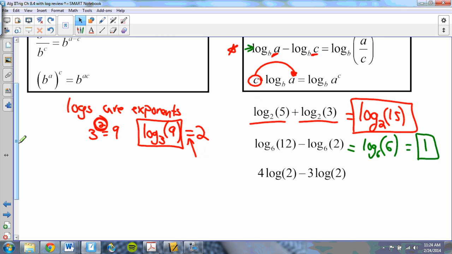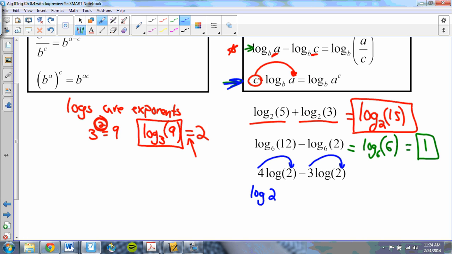First thing I'm going to do, because of this property here, go with some other color. So this property here, I can pull 4 up, and I could do negative 3 or positive 3, doesn't matter. I'm going to keep it a positive 3 for now. So I have log of 2 to the 4th minus log of 2 to the 3rd.